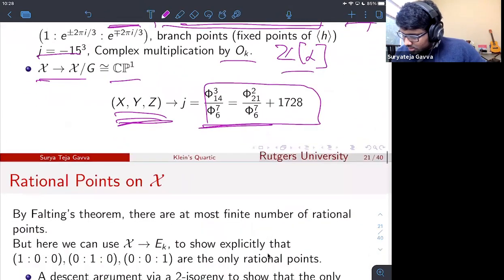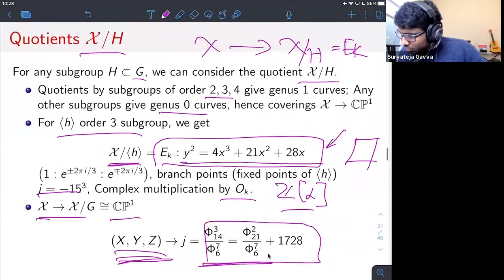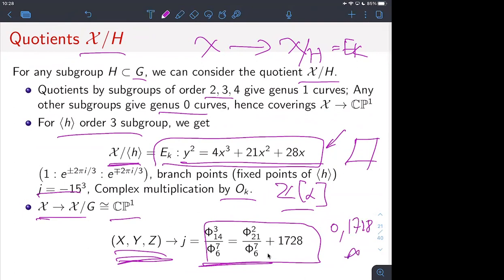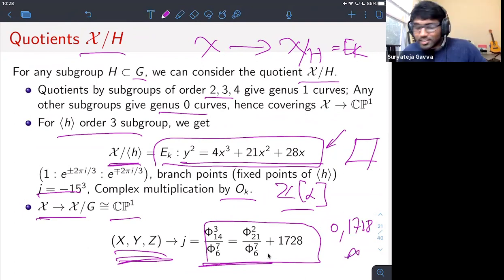Did I write it somewhere? But yeah, so we should check. We can check that exactly the points corresponding to j equals 0, 1728, and infinity. There are some. Those are the only branching points. Okay, so these are some important.